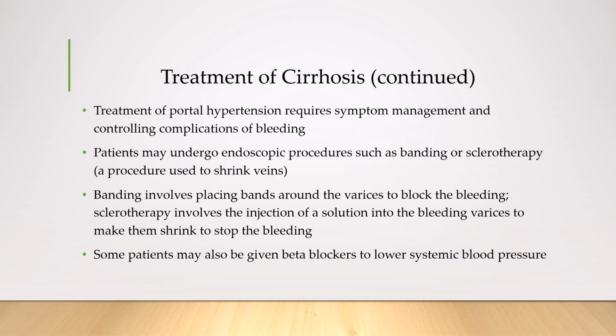Treatment of portal hypertension requires symptom management and controlling complications of bleeding. Patients may undergo endoscopic procedures such as banding or sclerotherapy, and this is a procedure that is used to shrink the veins. Banding will involve placing bands around the varices to block the bleeding. Sclerotherapy involves the injection of a solution into the bleeding varices to make them shrink to stop the bleeding. Some patients may also be given beta blockers to lower systemic blood pressure.